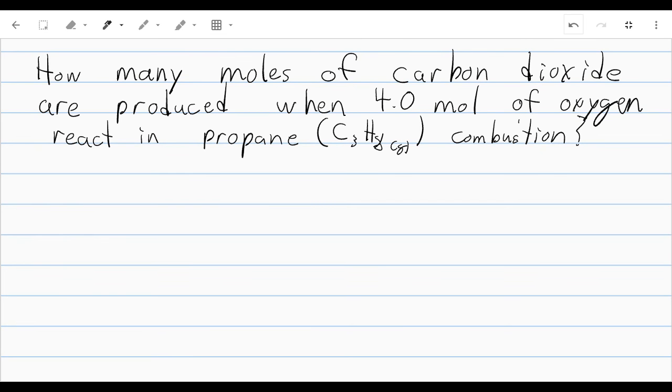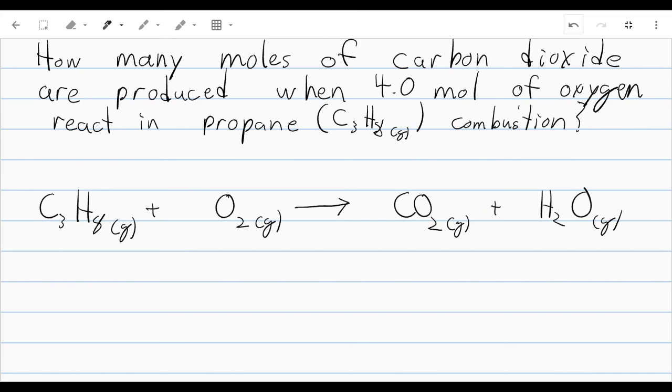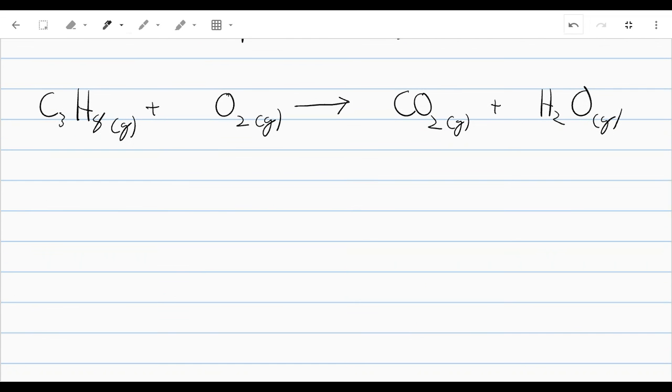So we see that this is hydrocarbon combustion. So C3H8 gas plus O2. Remember, oxygen is O2. It's not just O. Will produce carbon dioxide gas and water vapor. Okay, we need to balance this out before we do anything else. We have carbon, hydrogen, and oxygen.